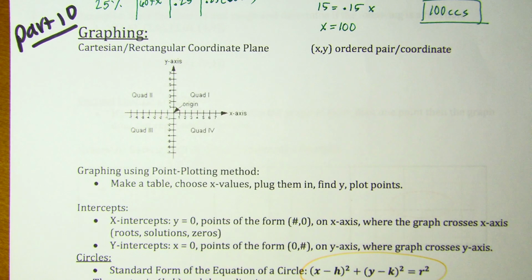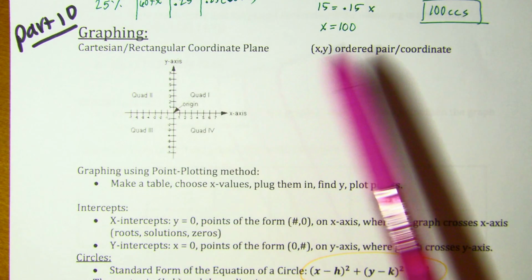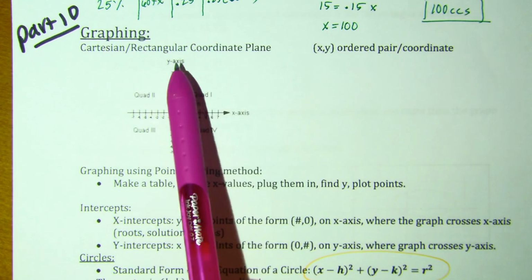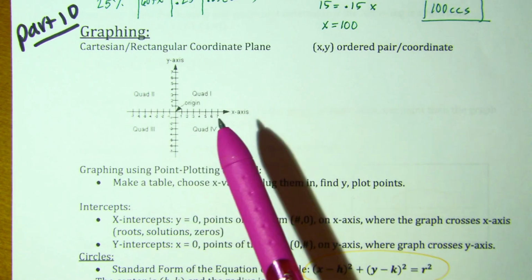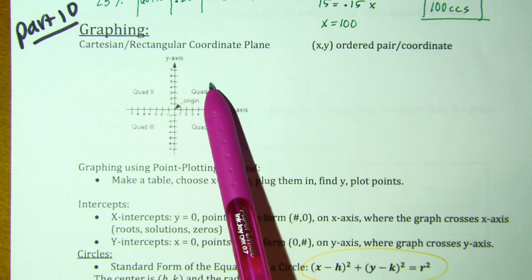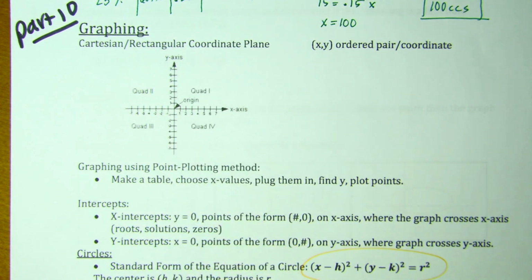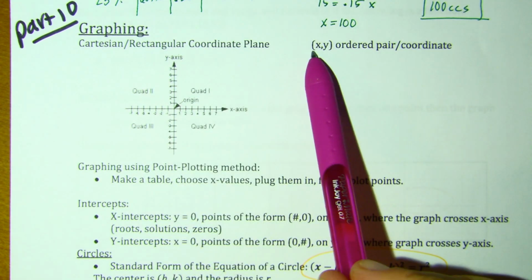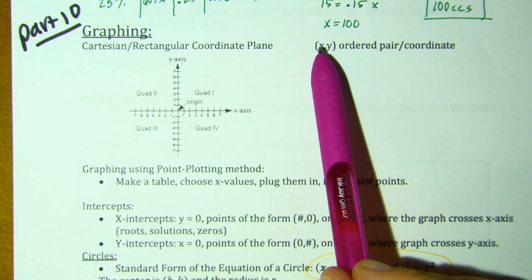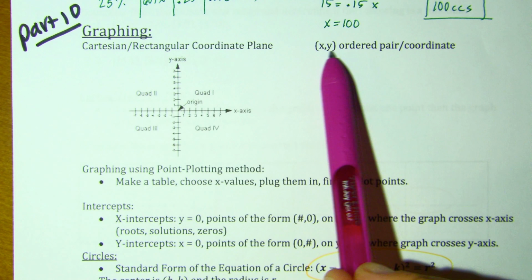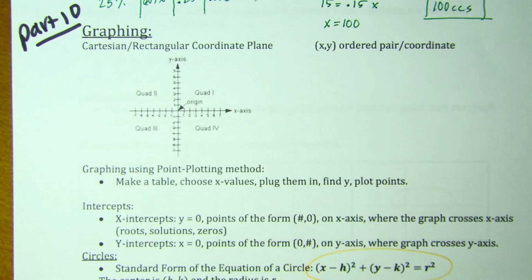Okay, so this is part 10 of our Unit 1 video, and here we're going to start looking at graphing. So the very basics of graphing, we have our x-axis, our y-axis, and the spot where they intersect is called the origin. The quadrants are numbered quadrant 1, 2, 3, and 4. And then we're going to be referring to ordered pairs or coordinates in terms of x and then y. So the first number will be the x value, and the second number will be the y value.